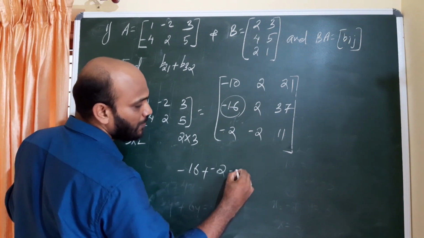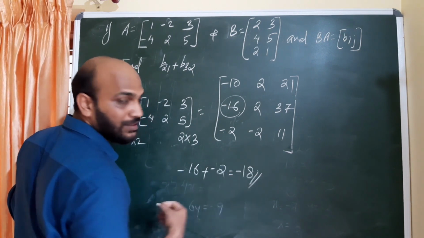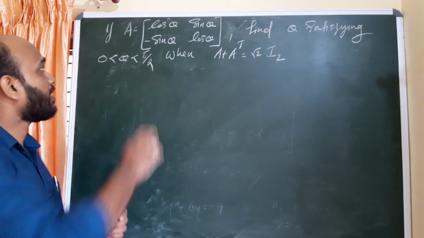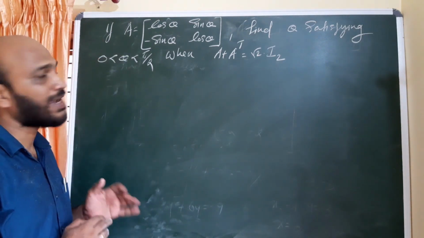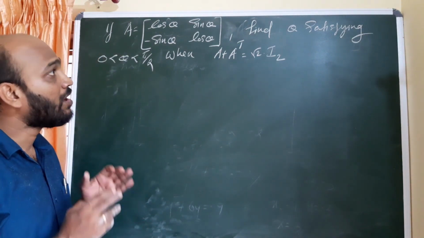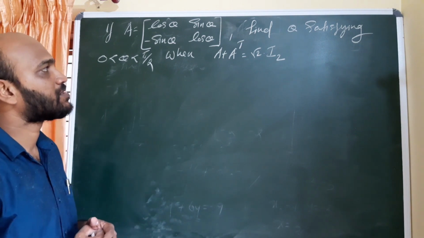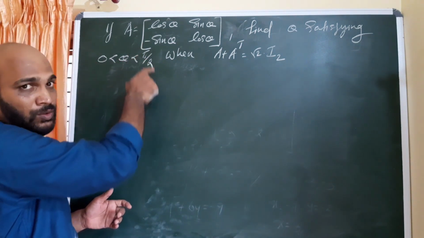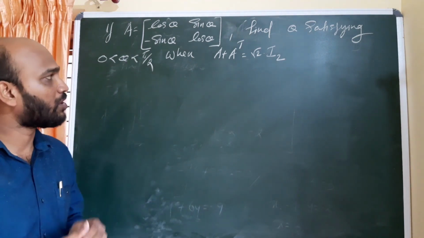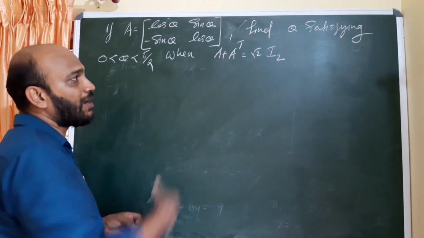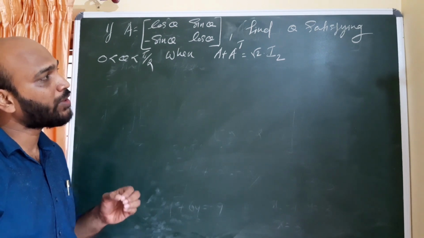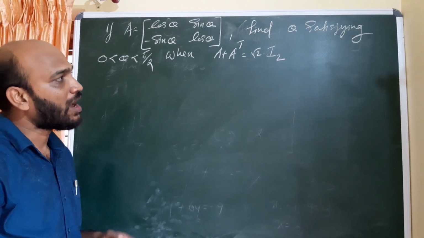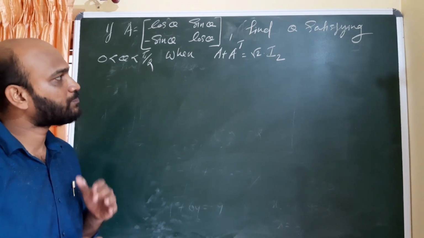So answer is minus 18. Third question. If A equal to matrix cos theta, sin theta, minus sin theta, cos theta, find the value of theta satisfying 0 less than theta less than pi by 2. That means theta belongs to first quadrant, when A plus A transpose equal to root 2 into I2. I2 means identity matrix of order 2.